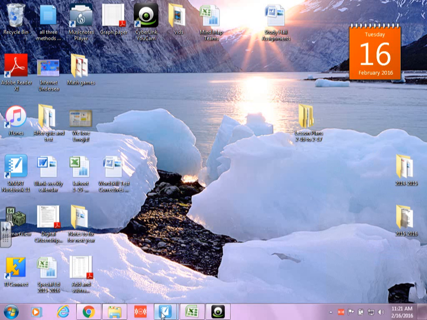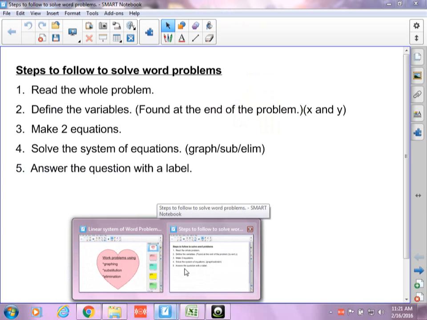All right, so today we're going to start our word problem unit, and you'll notice that there are 5 steps to solving our word problems. Again, you read the whole problem, you look at what they're talking about. We're going to define variables. Generally, we're going to answer a question that's found at the end of the problem.